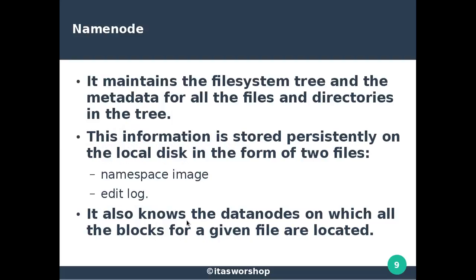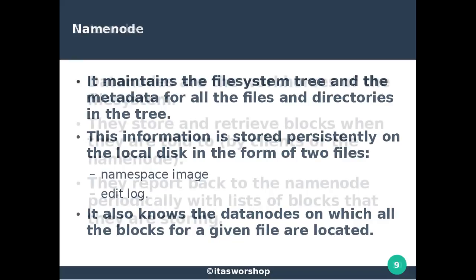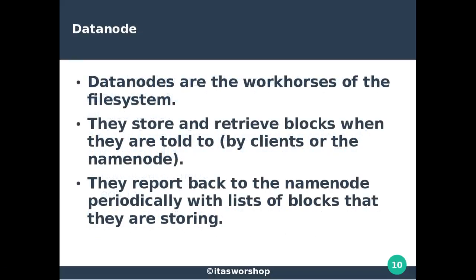So we have seen it maintains the file system tree and the metadata for all the files and directories in the tree. The name node maintains the file system, and two files are maintained: the namespace image and edit logs. It also knows the data nodes on which all the blocks for a given file are located. So it knows the file location on data nodes, and data nodes are the real workhorses of the file system. They store and retrieve blocks whenever they are told to, by clients or the name node.